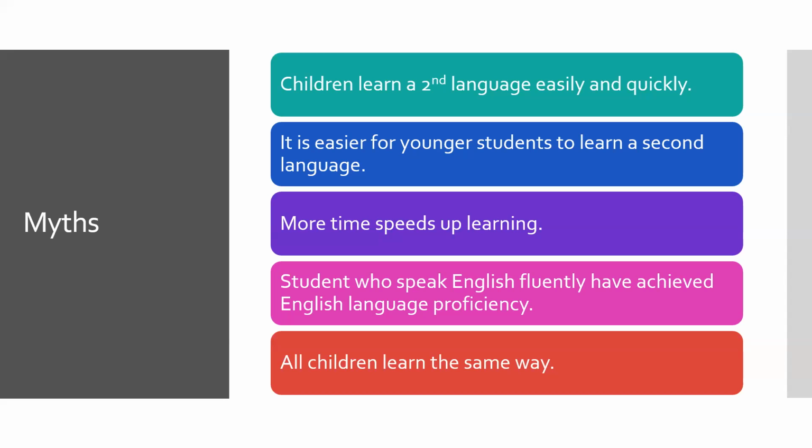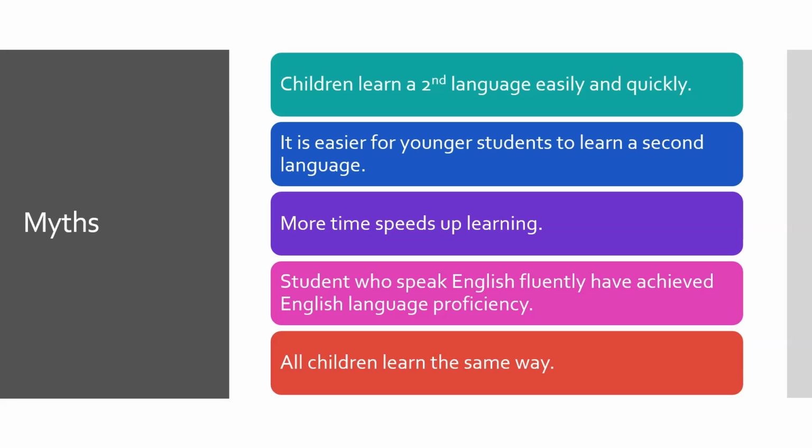When we have English language learners in class, we need to be aware of myths. Myth 1 is that children learn a second language easily and quickly. It's not quick, and it's actually very challenging to learn a second language. Myth 2, it is easier for younger students to learn a second language. It actually isn't. Sometimes younger students don't have the strategies in their first language to see grammatical patterns in their own language, the strategies that they would need to be able to transfer it to a second language.